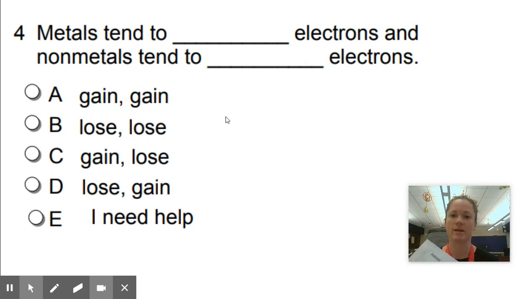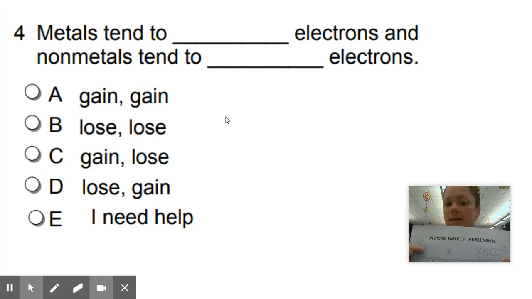Metals tend to blank electrons and non-metals tend to blank electrons. Now, this was one of the questions that was on the alien periodic table, and I kind of went over that. So metals have fewer valence electrons, especially the first 2 columns, which is the ones that we know how many valence electrons they have. So we only have 1 or 2.